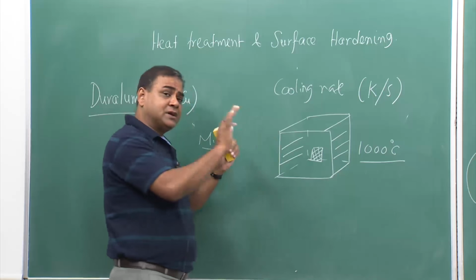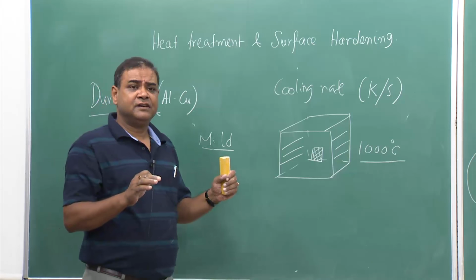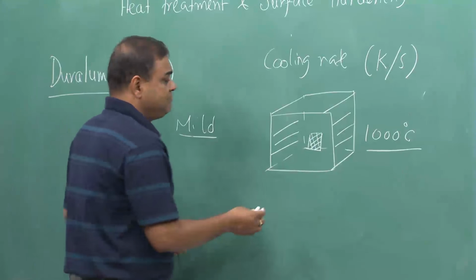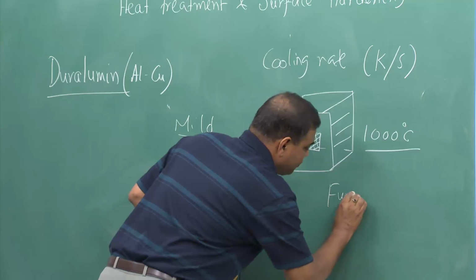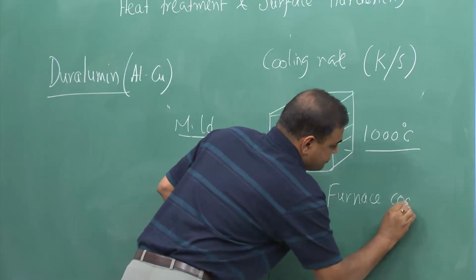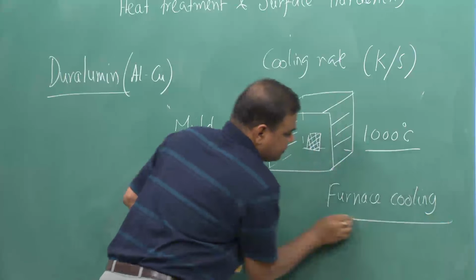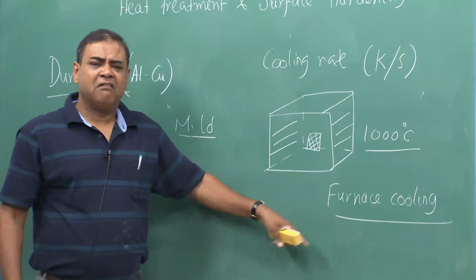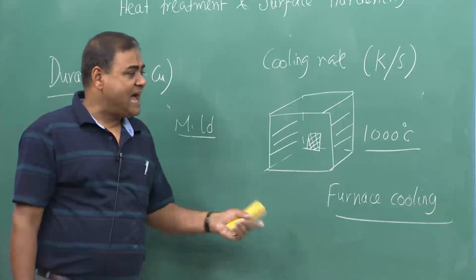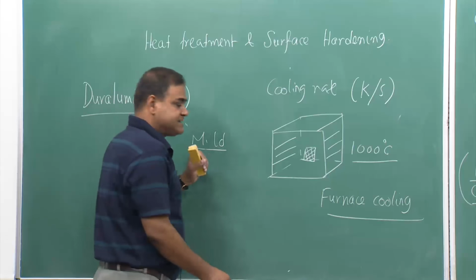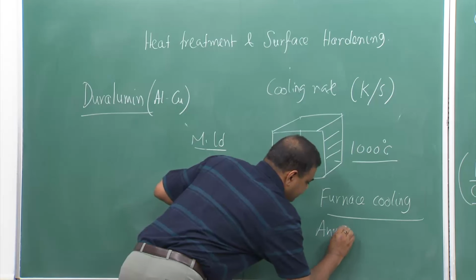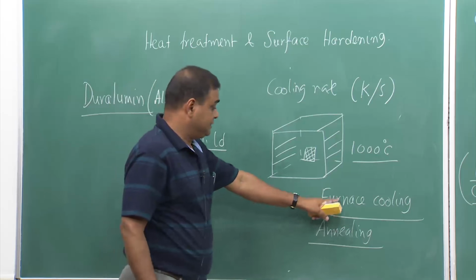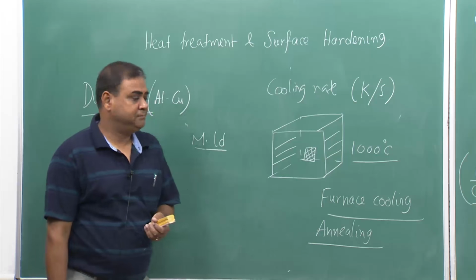and also the doors are closed, that means it will cool very, very slowly, and that time we call it furnace cooling. And this furnace cooling is very, very slow cooling, and that time we also call it annealing or furnace annealing. It is basically the furnace annealing.